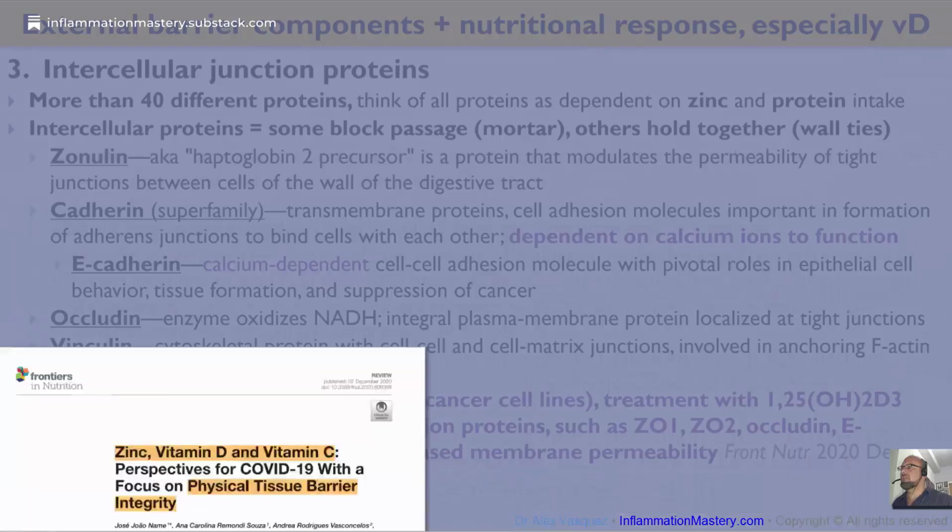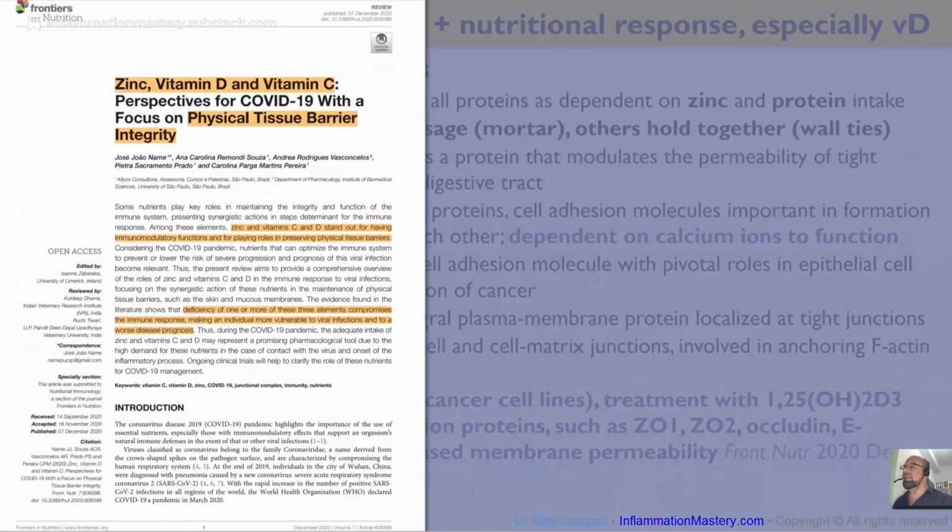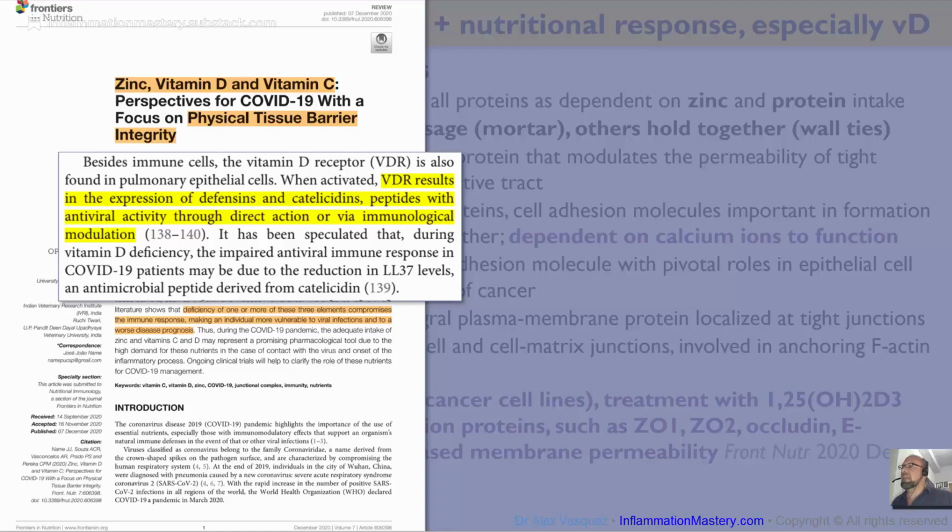So now let's take a closer look at that exact same article, Zinc, Vitamin D, and Vitamin C, Perspectives for COVID-19 with a focus on physical tissue barrier integrity. You can see the authors state, besides immune cells, the vitamin D receptor is also found in pulmonary epithelial cells. When activated, VDR results in the expression of defensins and cathelicidins. Those are antimicrobial peptides, peptides with antiviral activity through direct action or immune modulation.